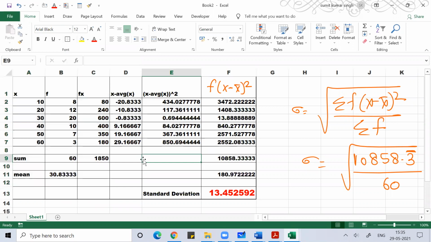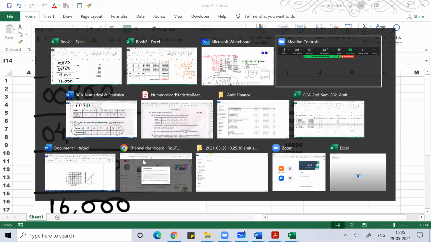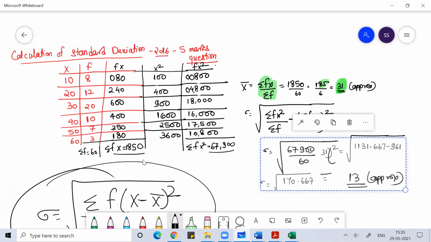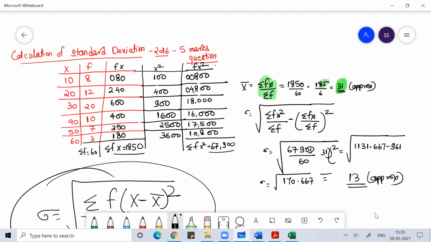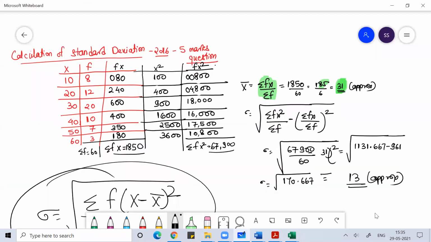Anyone, any doubt? See this. Either you use this formula or you do it this way, you'll get the same answer only. I hope you're understanding. Anyone, any doubt, any question? So this question came in 2016 for 5 marks. We discussed this.